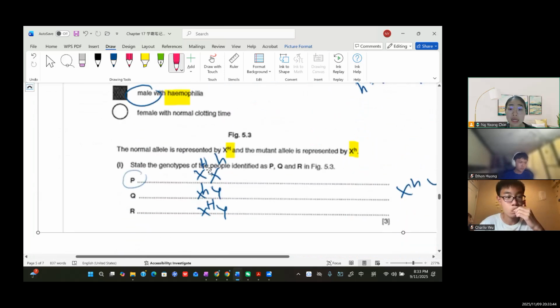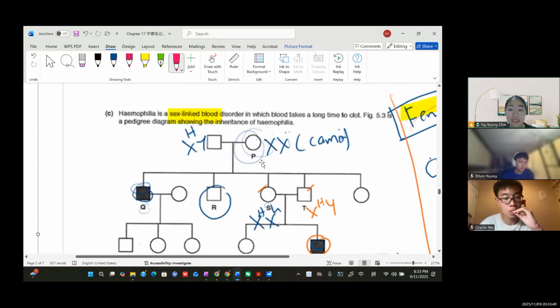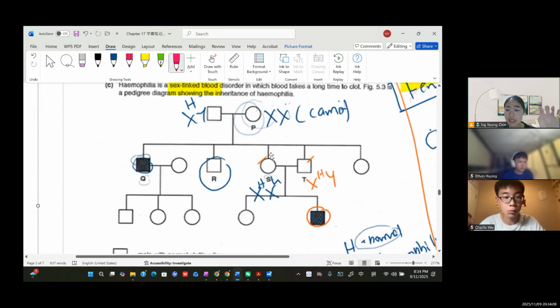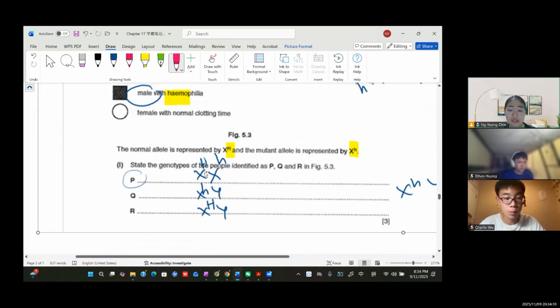So what you can see is, the genotype of the people is identified as P, Q, R. The P is the female. The female can be normal or she can be a carrier. Because of her offspring, the male will be the affected one, so you can assume that the female is the carrier. The carrier has one big H, one small H.